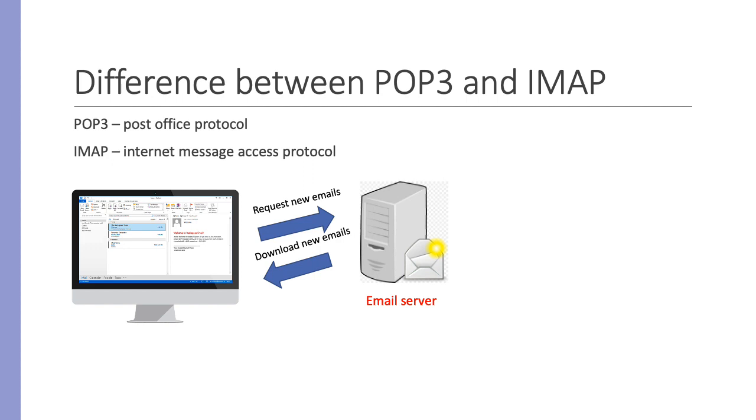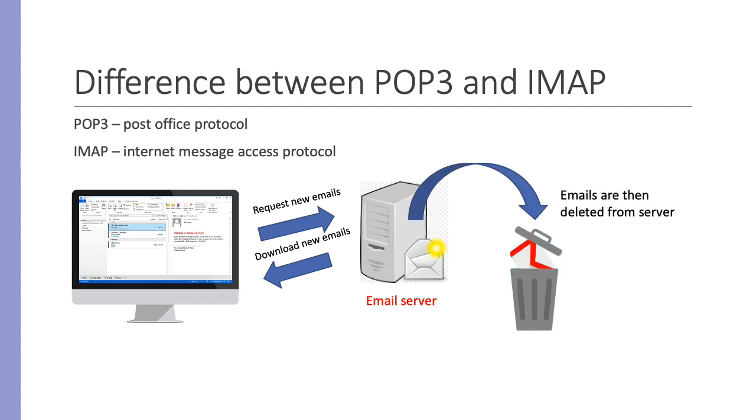If we're downloading our emails using the POP protocol, then once we've downloaded the new emails, those emails then get deleted from the server, and this would free up space on the server. This is what's called POP3. So we download the emails using POP3, and then the new emails get deleted from the server once they've been downloaded, thus freeing up space on the server.